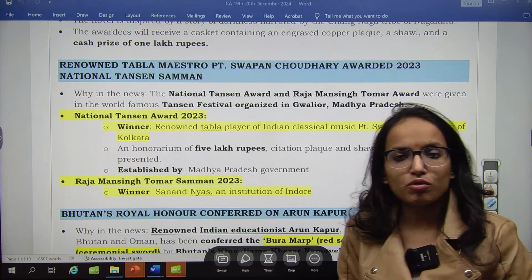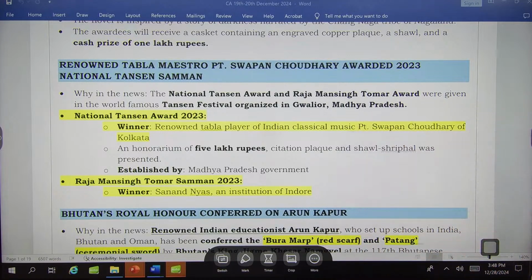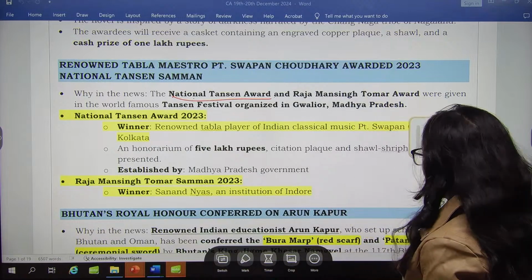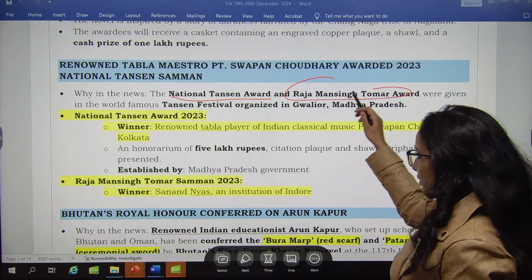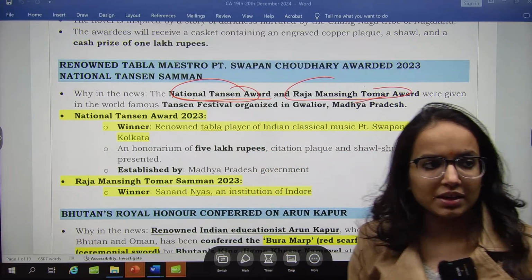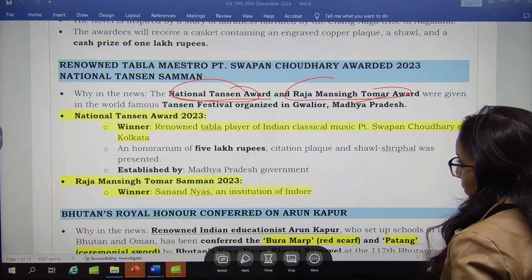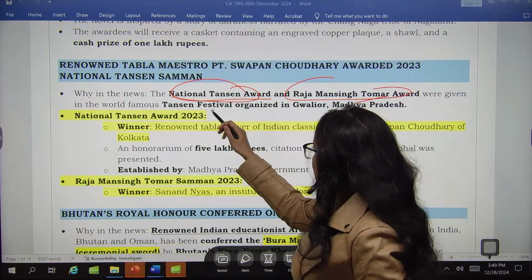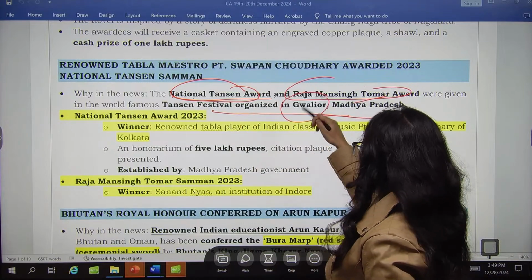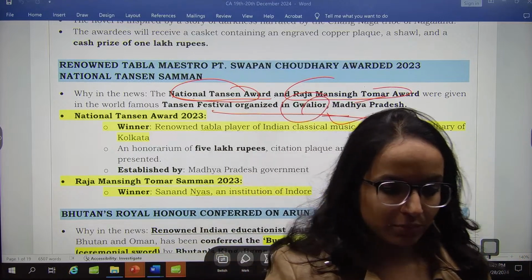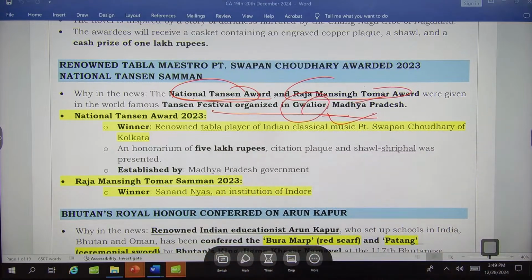Then other important awards in this category which we have are very prestigious. National Tansen Award and Raja Mansingh Tomar Award, right? These are very prestigious awards. They were awarded at the world famous Tansen Festival, which is organized in Gwalior, Madhya Pradesh. This Tansen festival is a quite famous music festival. So they have been awarded.